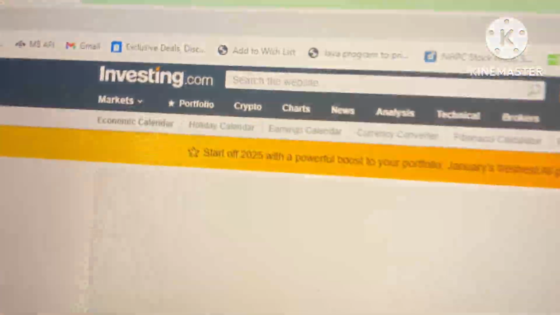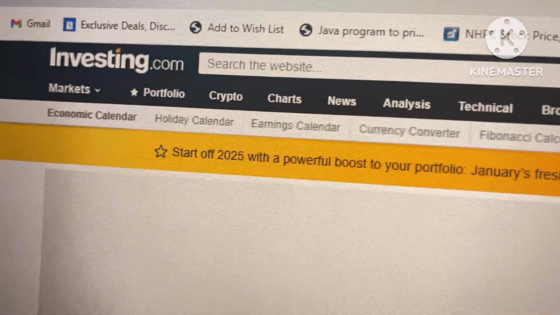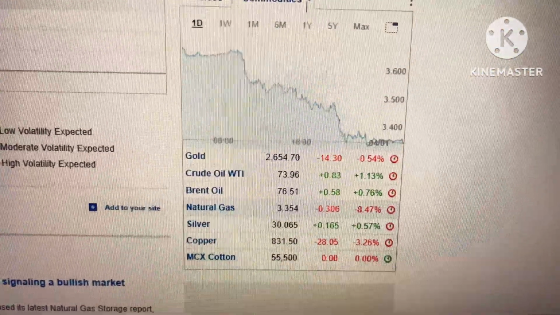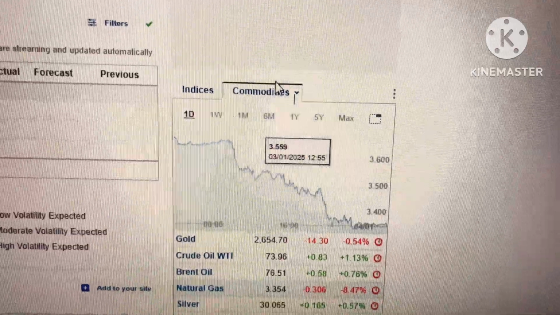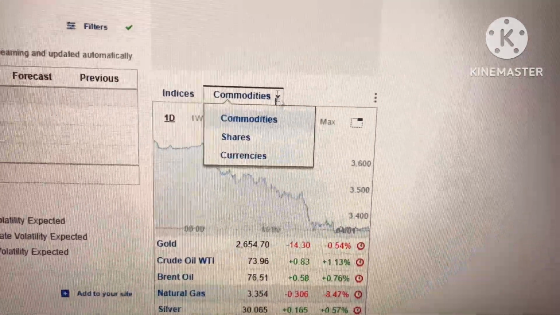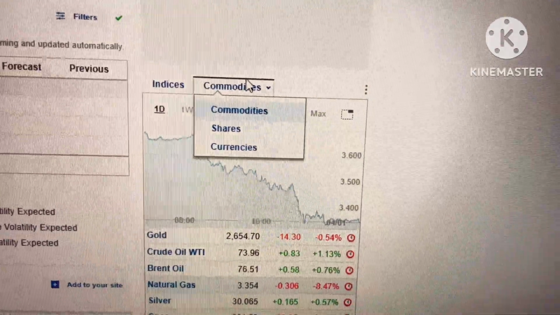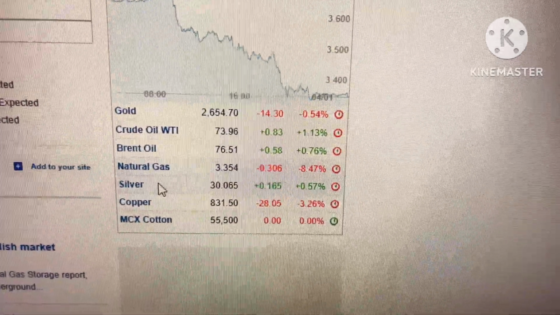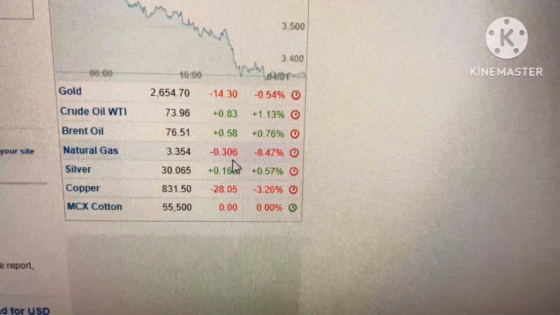You have to go to investing.com. Here you have an option called economic calendar. You have to click over here. You will see this box. If you don't see natural gas over here, you have to select the drop down, and from this drop down, the commodity section. Once you select the commodity section, natural gas will appear here. Now here there are 3 numbers.